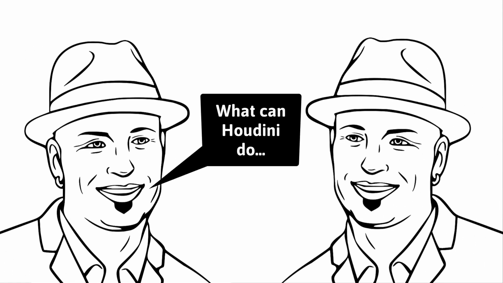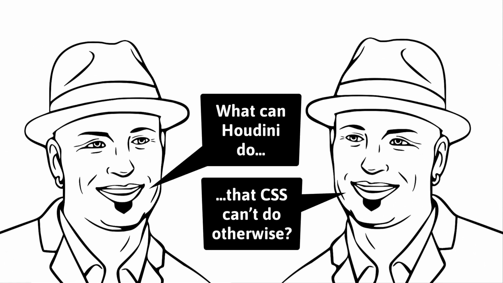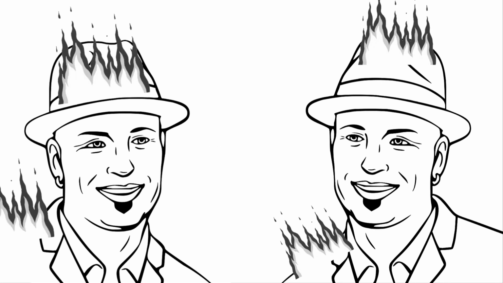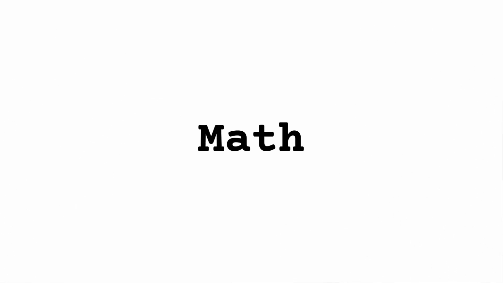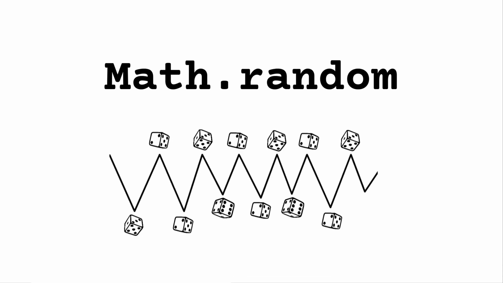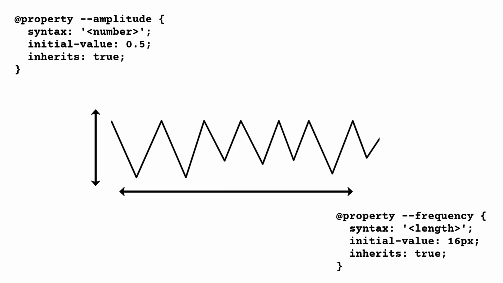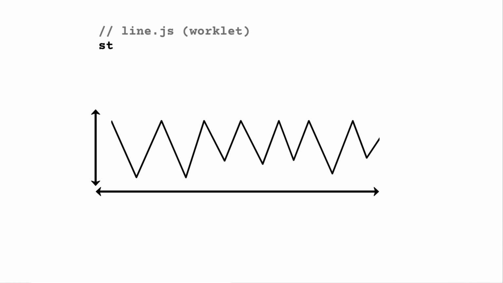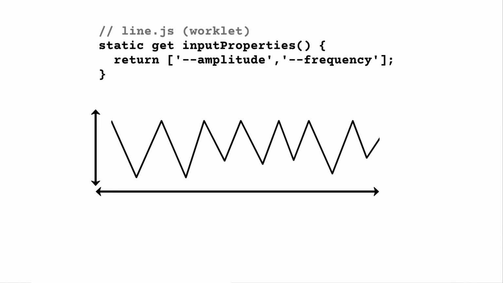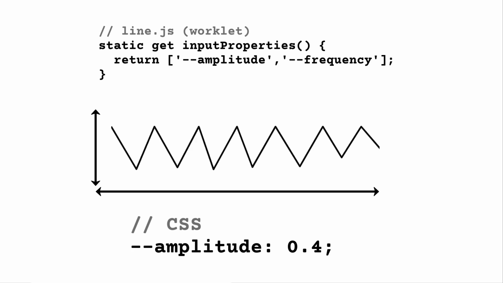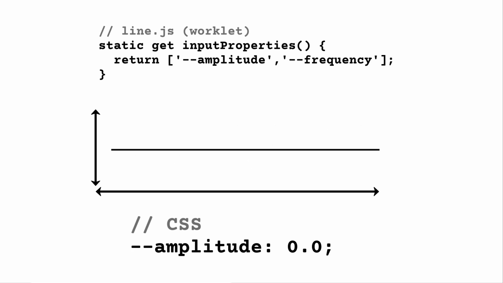Before you use Houdini, you have to ask yourself, what can Houdini do that CSS can't do otherwise? One thing is having access to JavaScript's math object, which means we can use Math.random to generate randomized line paths. What's more, by registering the custom properties amplitude and frequency, I can control the parameters within which that randomization takes place. Once these properties are incorporated into the worklet using the input properties method, you can start tweaking the values live in your browser's dev tools.